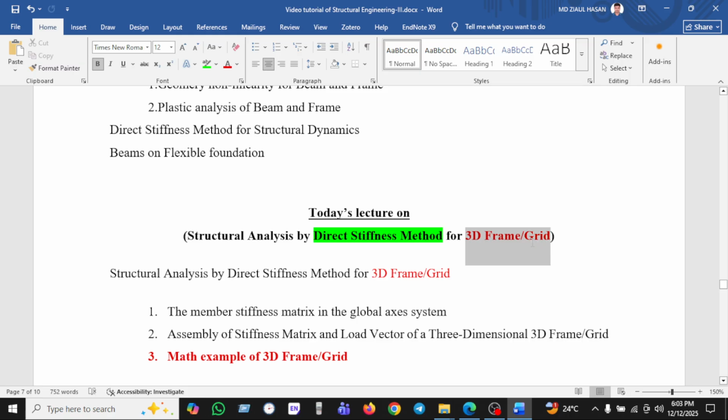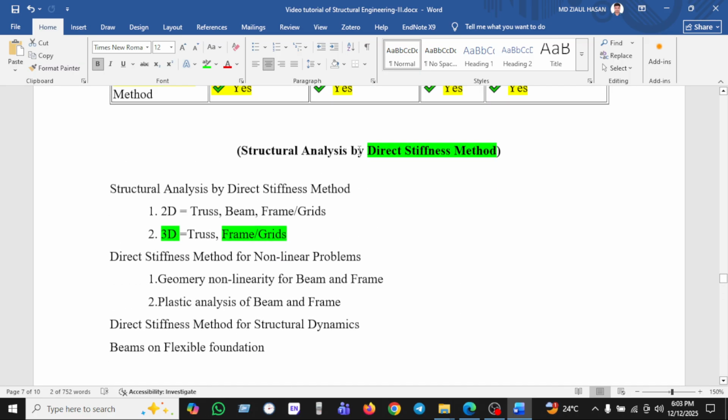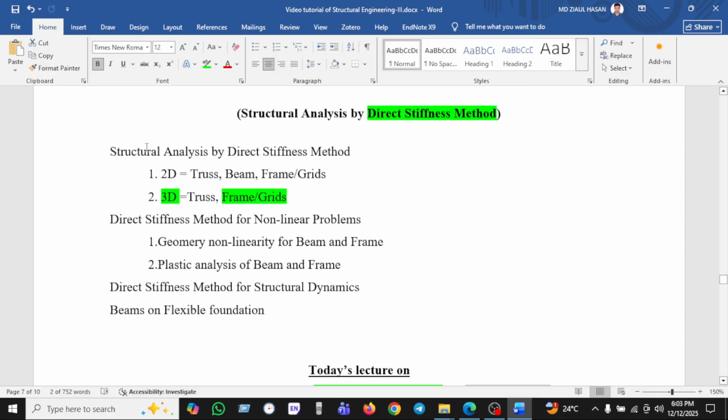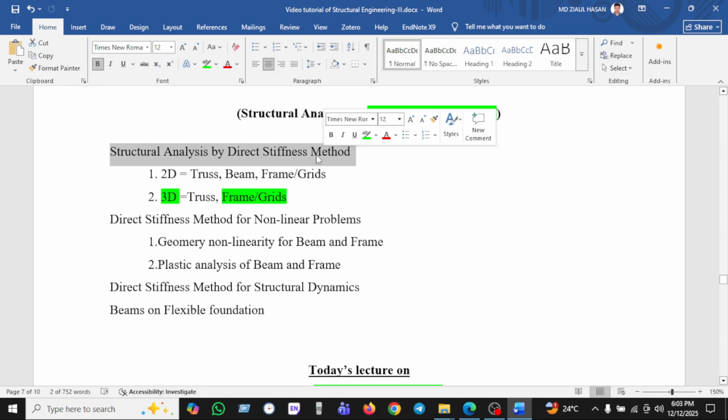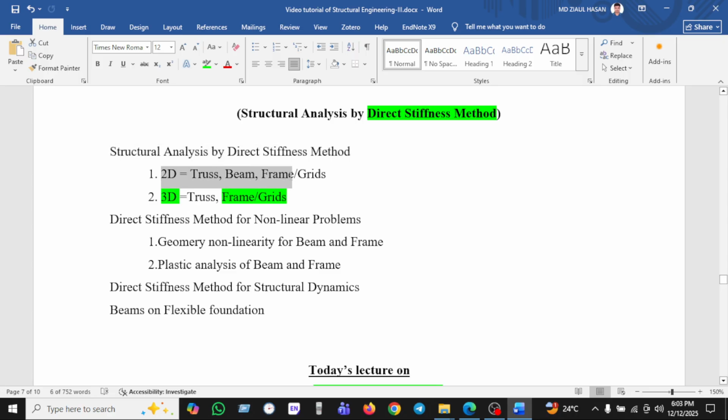Now we're going to deliver the stiffness matrix only for 3D grid and frame. We can use the structural analysis direct stiffness method for 2D truss, 2D beam or frame. We can also use it for 3D truss and 3D grid or frame. So today I will only deliver the lecture on 3D frame and grid.